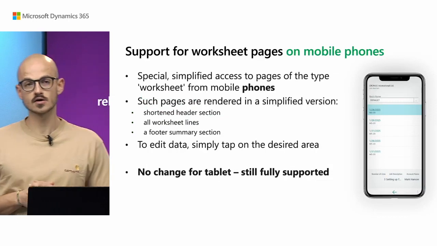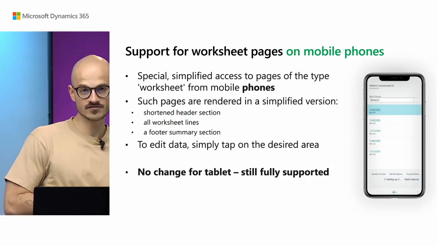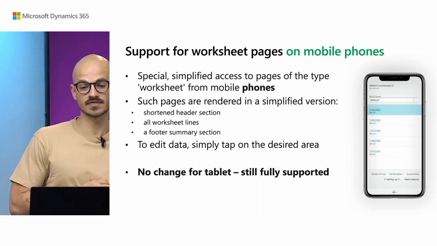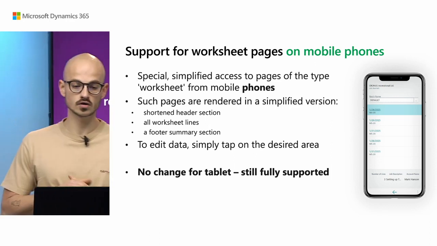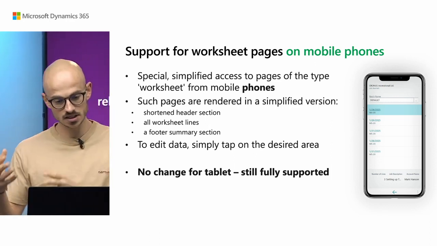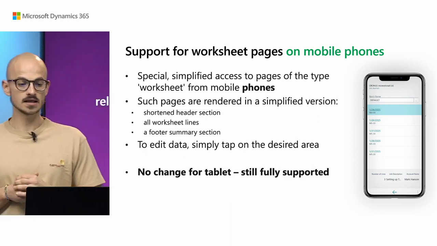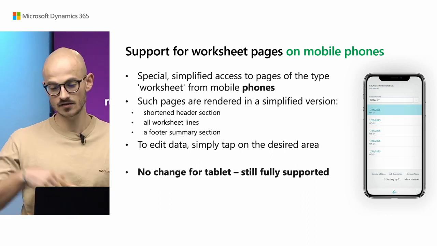The worksheet pages on mobile phones are a simplified version of what we already have for desktop and tablet. They are simplified, meaning that there's a shorter header section. Of course, you also have all the worksheet lines on the same page that you're used to, and a fuller summary section. And to edit the data, one would have to simply tap on the desired area of the line.